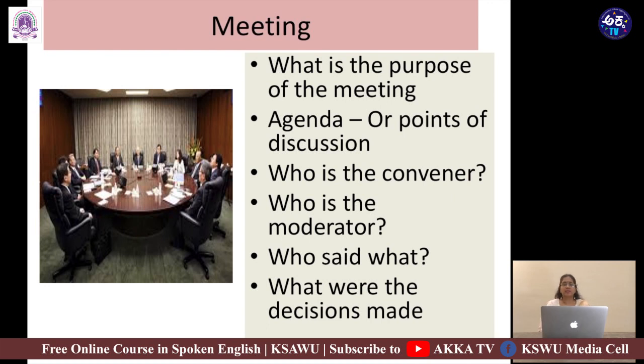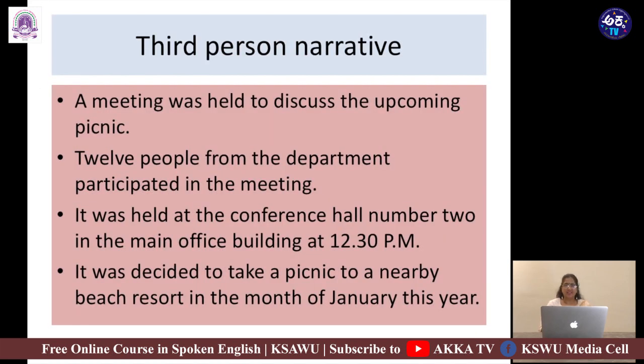Now let's look at a typical meeting. Let's assume that in this office a meeting was held and the topic was an upcoming picnic. So now what happens is about 12 people are invited to this meeting. Someone is a convener and that convener calls for people to come and attend this meeting. So about 12 people from different or from the same department participated in this meeting. It was held at the conference hall number 2 in the main office building at 12:30 p.m.